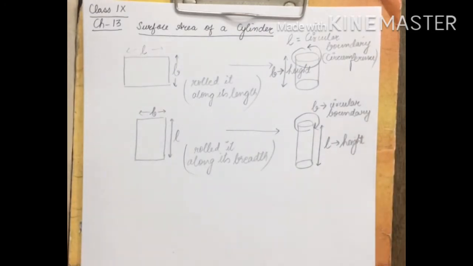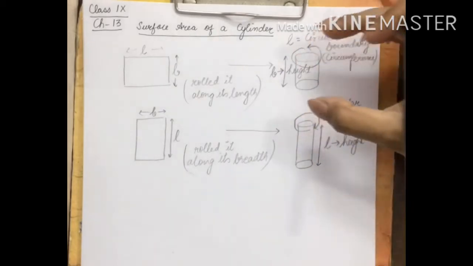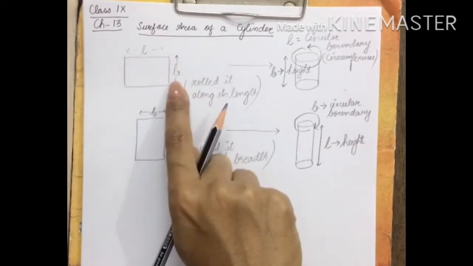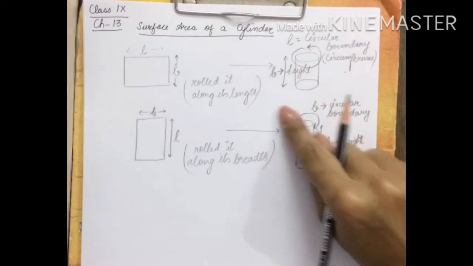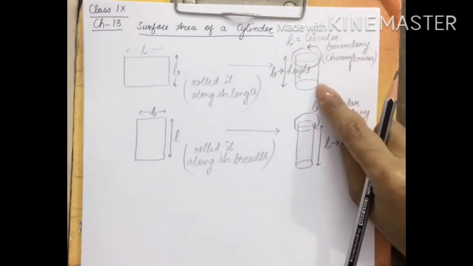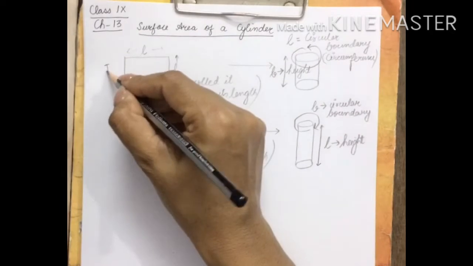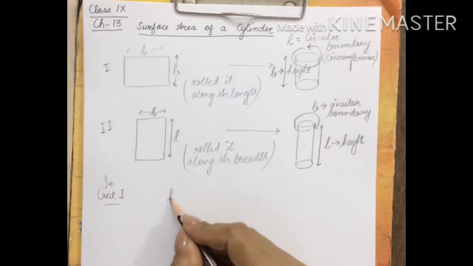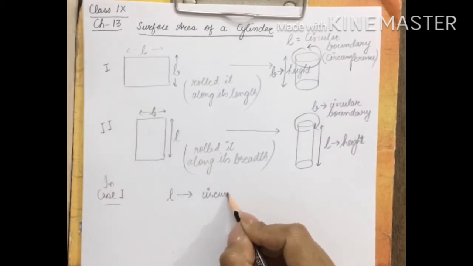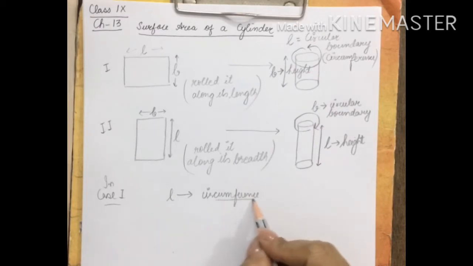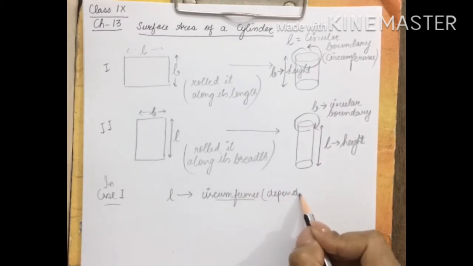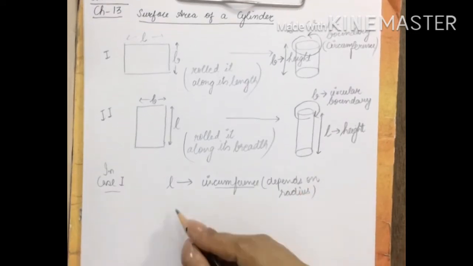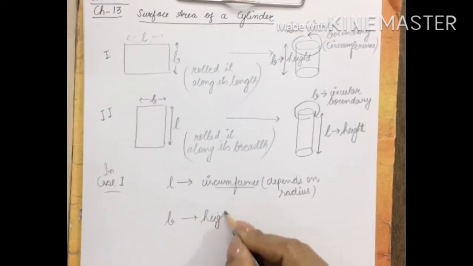Just to understand how the formula was established, let us consider the first case where this sheet, the rectangular sheet with dimensions L and B rolled along its length, forms a cylinder like so. So what happened in that case? If we take case number 1, length becomes the circumference. Now circumference depends on the radius of the circle we are talking about. The breadth becomes the height.